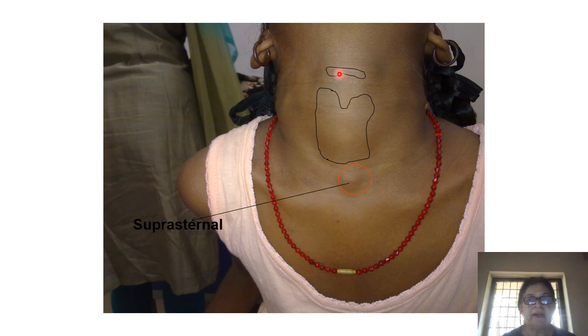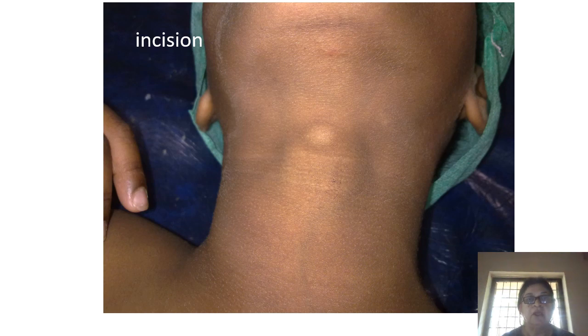Same small child, you can see it's a suprasternal area. The cyst is in the suprasternal area. Where would you put the incision? It is not a thyroid incision. You would put the incision over the summit of the, let us use a highlighter or pen.